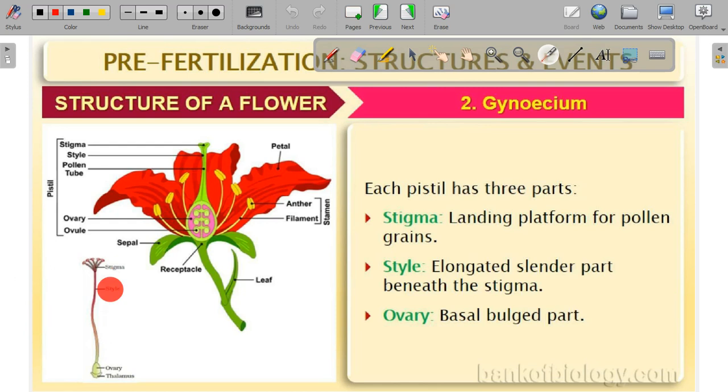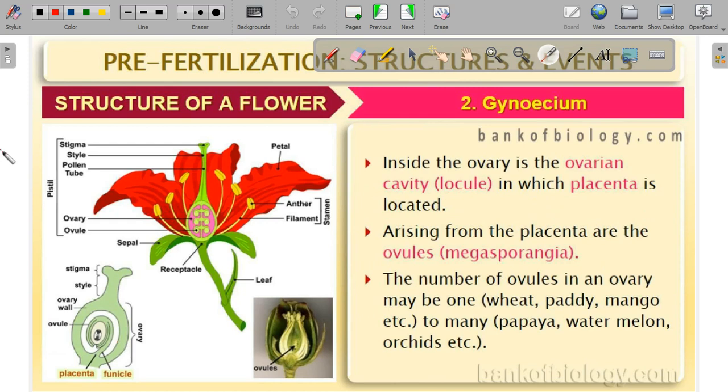So we have stigma, style, and the ovary. Stigma is the landing platform for the pollen grains, and the style is the elongated part beneath the stigma. What is the tube which will pass through the style? Pollen tubes. The pollen tube will pass through the style. So in the stigma, pollen will germinate. In the style, the pollen tube will enter. And the ovary is the basal, bulged part. Of course, inside that only the ovule is present. And we have seen the magnified image of an ovule also.